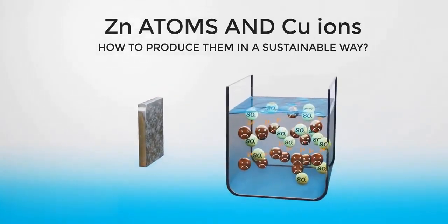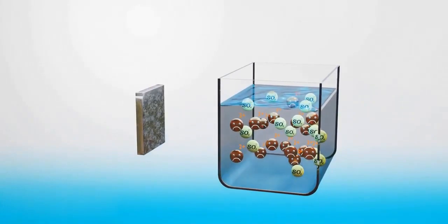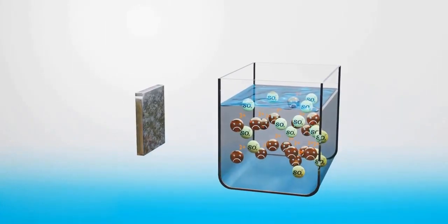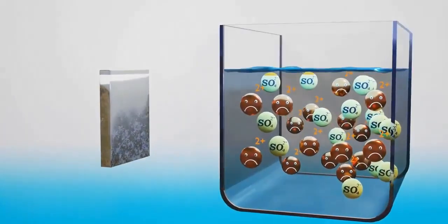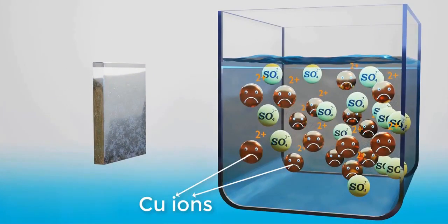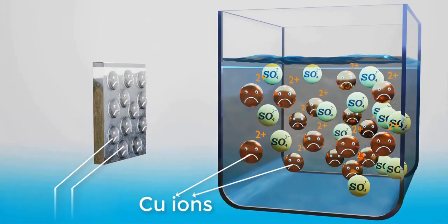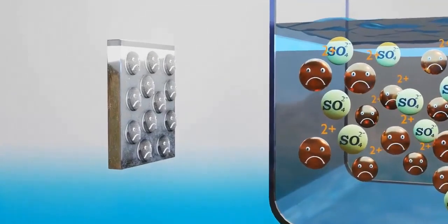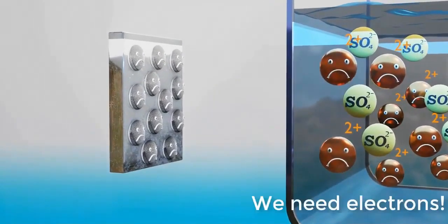To produce copper ions and zinc atoms sustainably, let's use a copper sulfate solution, which is composed of numerous copper ions, and a zinc metal bar, which, as the name implies, contains a lot of zinc atoms. The copper ions in the solution are starving for electrons.